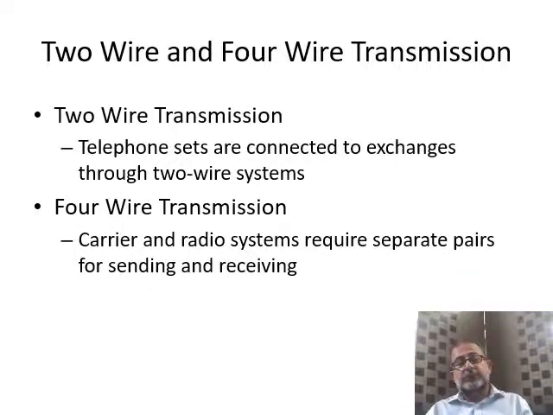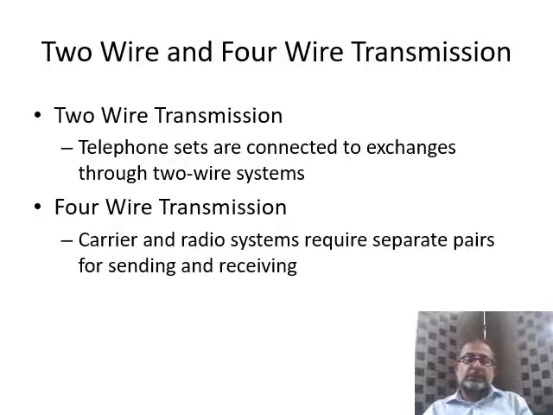Now we need to convert our two-wire system, which is given in our telephony network. For example, as we have already discussed, we have got two wires for two-way communication between a telephone set and the telephone exchange. But we need a four-wire transmission when we are using carrier or radio systems.